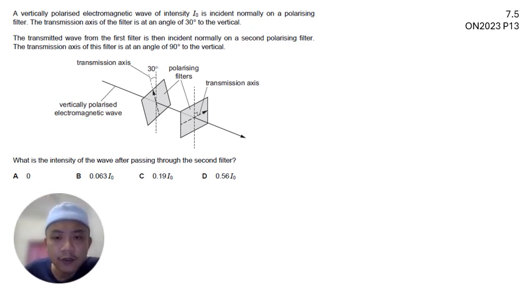Okay, this is a question on Malus's law taken from winter 2023 variant number 13. A vertically polarized electromagnetic wave of intensity I0 is incident normally on a polarizing filter. So we can assume that this is the first one, which is I0 before the first polarizing filter. The transmission axis of the filter is at an angle of 30 degrees to the vertical.